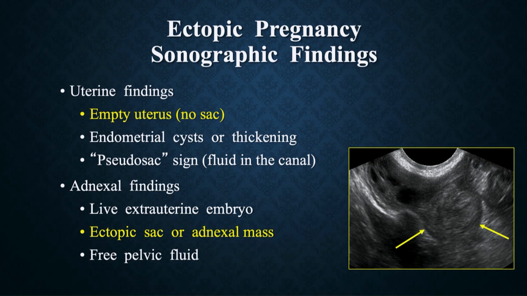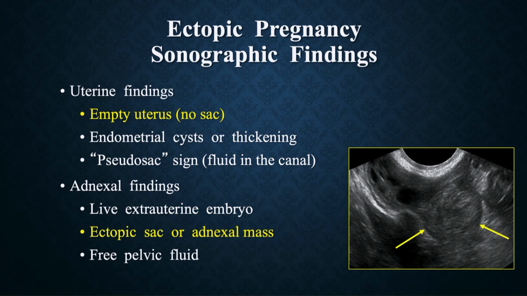And there it is. So, uterine findings, of course, in an ectopic pregnancy, it should be an empty uterus. The endometrium may be thin or it may be thick, depending on hormonal stimulation. Sometimes we'll see some endometrial cysts, and we may see fluid in the canal, as we did in that last case, which can be called a pseudogestational sac sign.